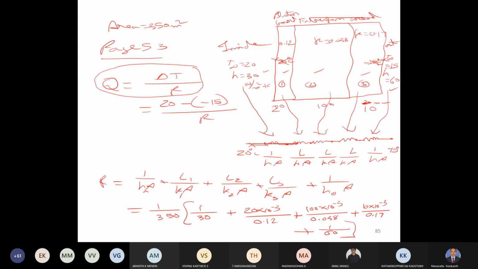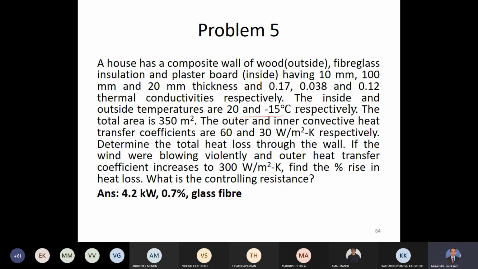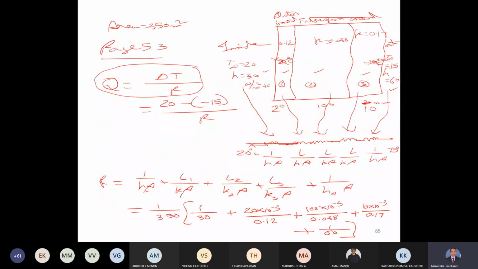Now there is a second part of the question. Determine the total heat loss through the wall if the wind were blowing violently and the outer heat transfer coefficient is 300 watt per meter square Kelvin. So if the outside H, instead of 60, is 300, then what will be the value? All you have to do is substitute 300 in place of 60 here. The resistance decreases, and therefore the amount of heat transfer will increase.